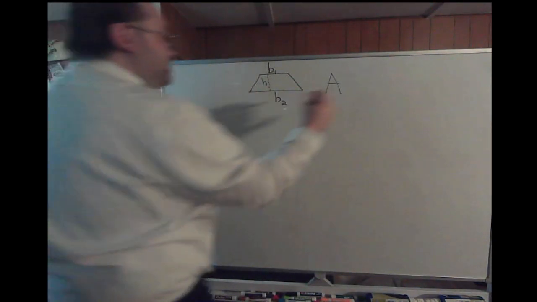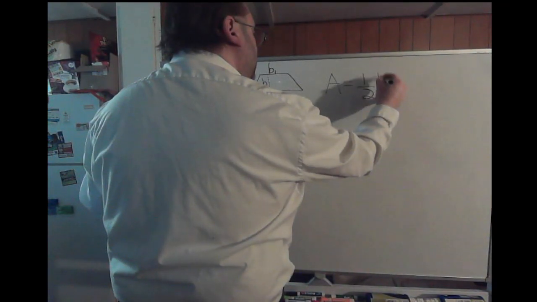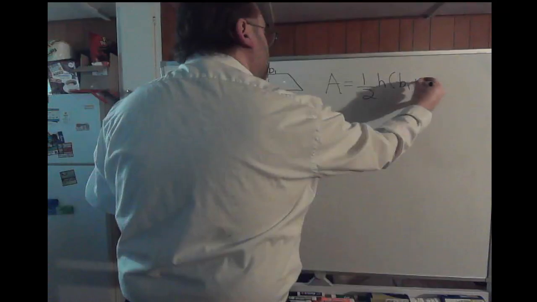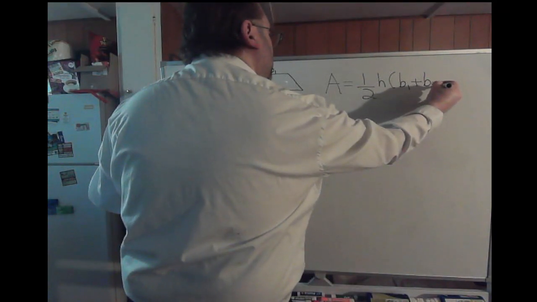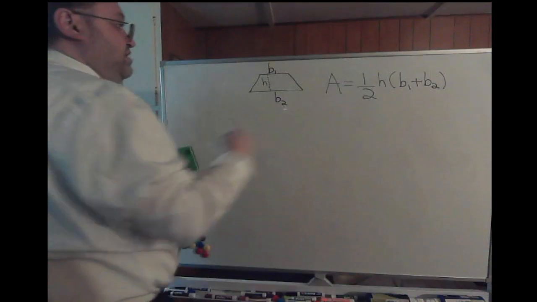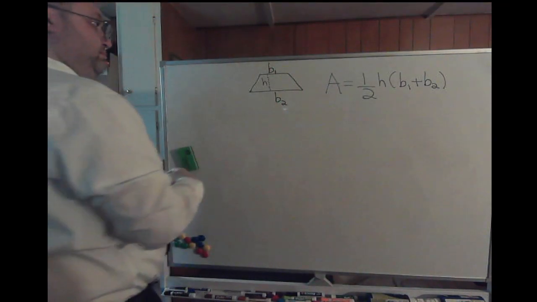To find the area, if we were talking about perimeter, you'd just add up all the sides together. If you're talking about area, it's equal to 1/2 times the height times the sum of the two bases. That's the area of a trapezoid. It's going to be half the height times the sum of the two bases.